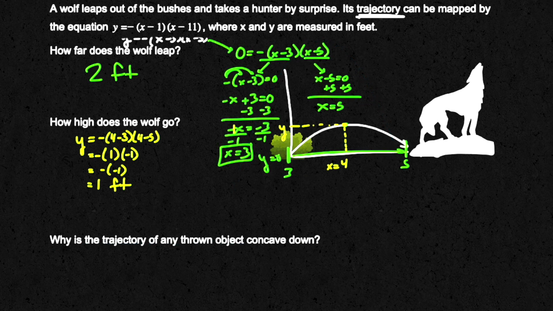So the last question says, why is the trajectory of any thrown object concave down? And remember, concave down just means this shape, like down like a frown. So the reason why any thrown object, or in this case, even like the wolf's jump, is concave down is because of gravity. Like anything that goes up must come down. And that means anytime you throw something into the air, it's going to have this concave down shape.